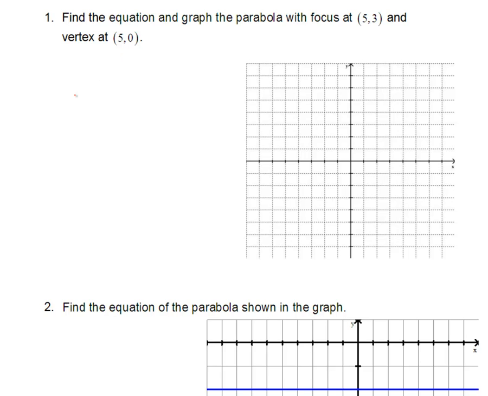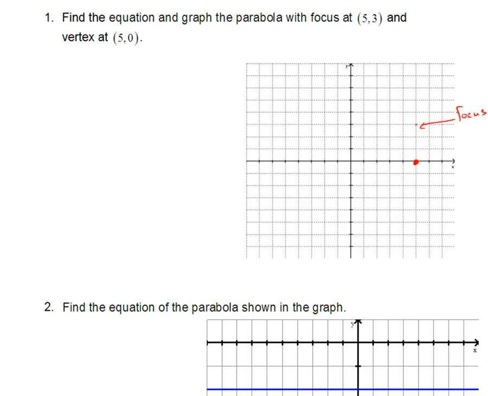a given vertex. So we have a vertex at (5, 0), so we can plot that and we'll call each of these 1. So 1, 2, 3, 4, 5, 0 is right here. The focus is at (5, 3), so 5, 1, 2, 3. So this will be the focus. It's not a point, but we'll indicate that this is the focus.